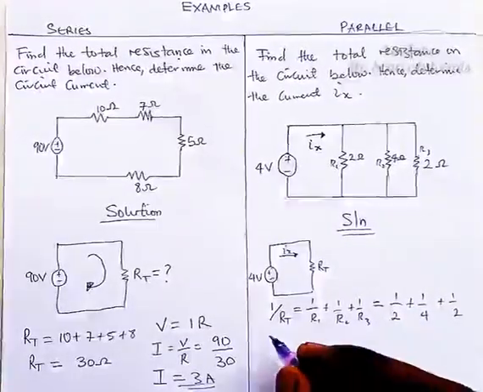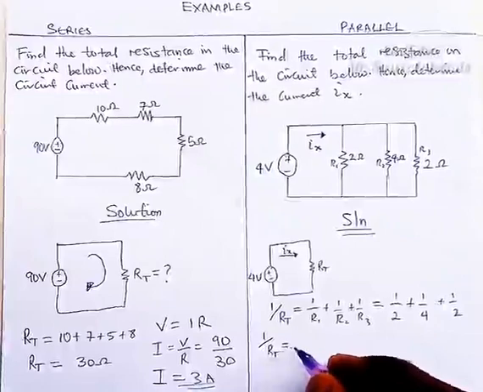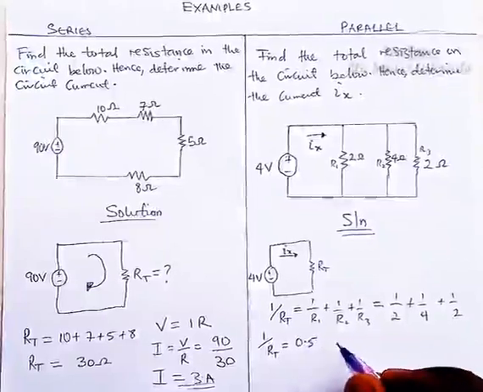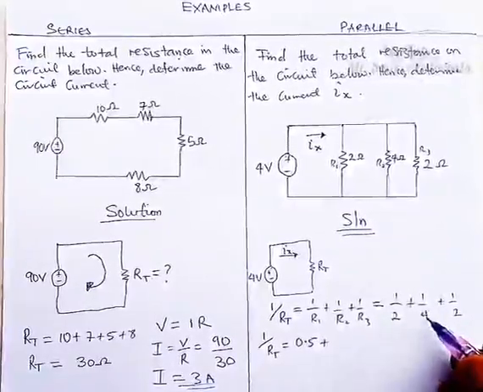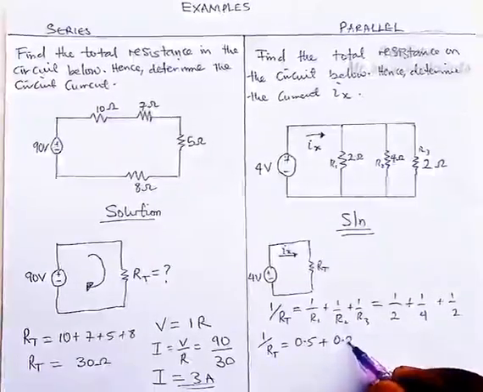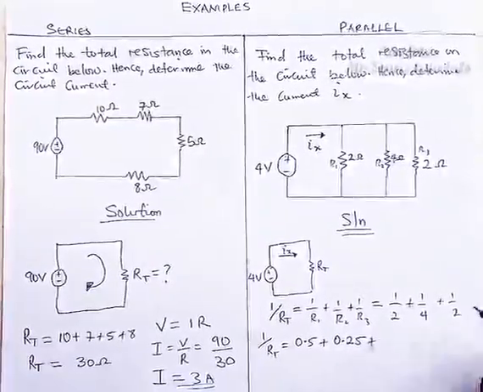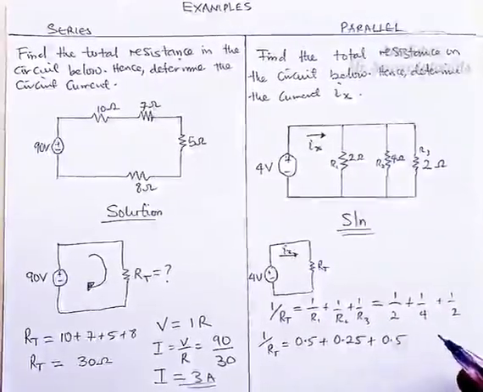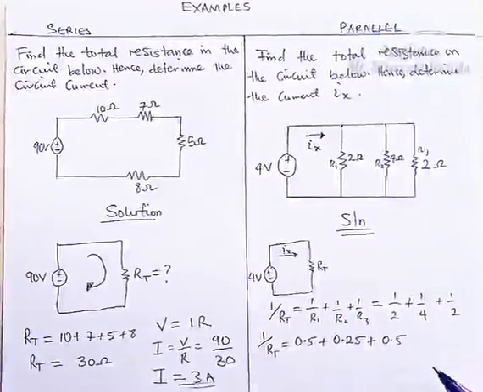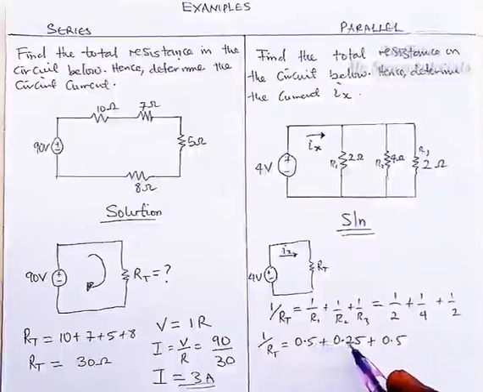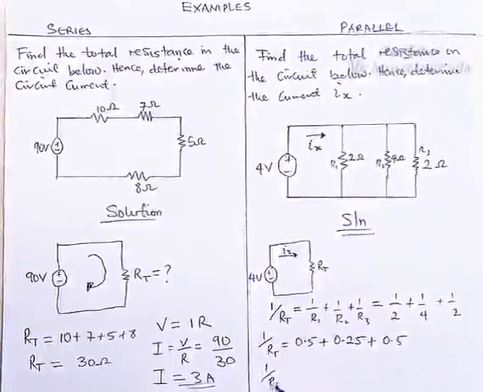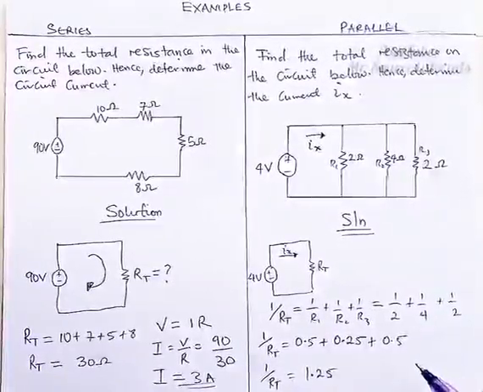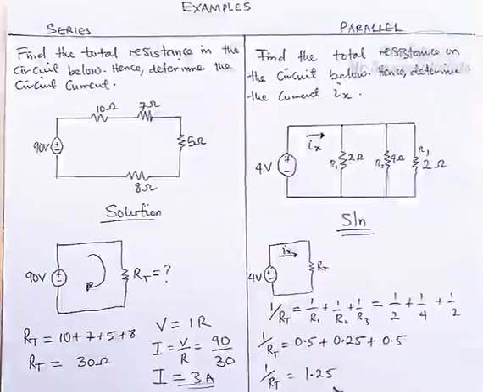So we have 1 over R total. 1 over 2 is 0.5, plus 1 over 4 is 0.25, plus 1 over 2 is 0.5. Summing these together, 0.5 plus 0.25 plus 0.5, 1 over R total gives us 1.25. Now to find R total, you cross multiply.